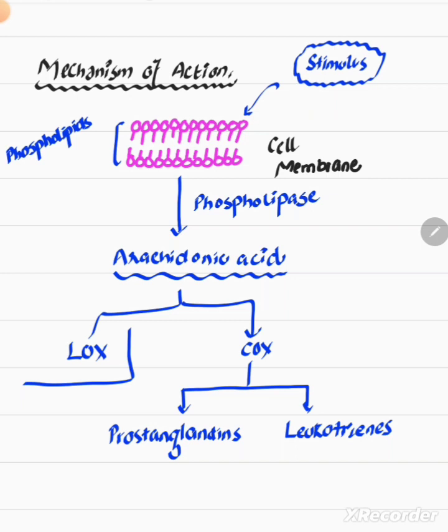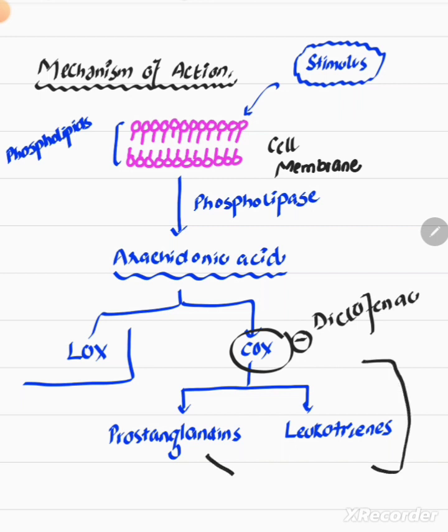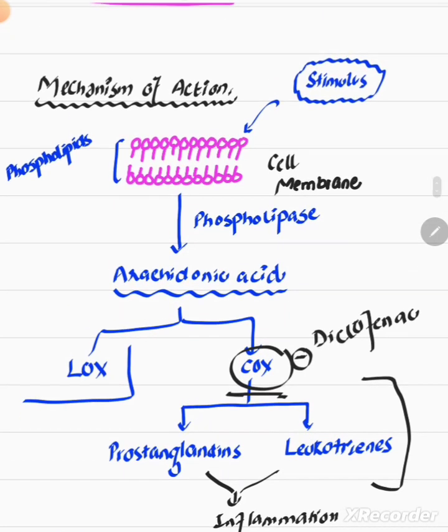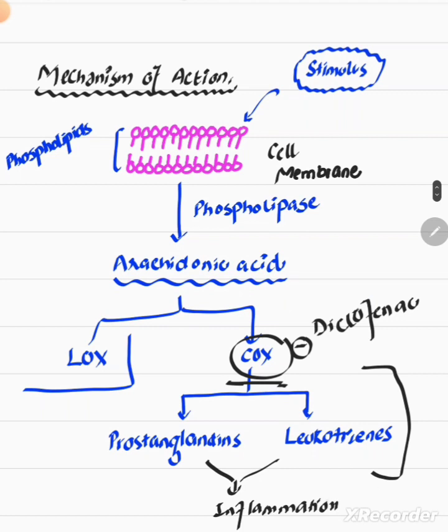process of inflammation. So our drug diclofenac works here. It inhibits this enzyme, and as a result, all of this pathway is inhibited. So this process of inflammation is inhibited here. So we know that what diclofenac does is it inhibits the COX enzyme and it stops the whole process of inflammation. So this is how it acts as an anti-inflammatory drug and antipyretic drug.